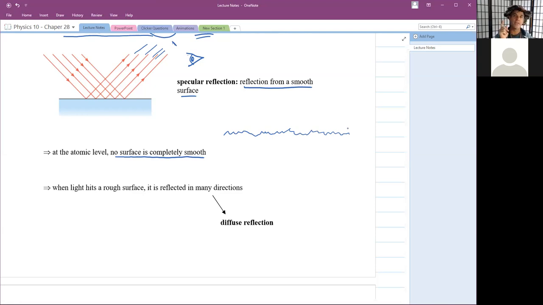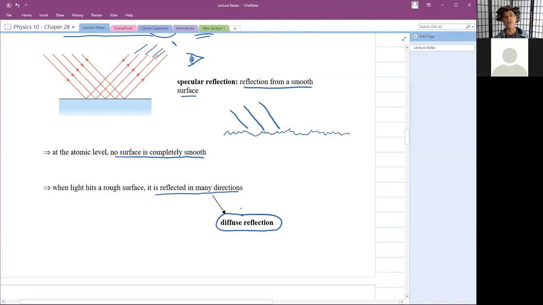If the surface is not smooth, then when light is hitting it, so I've got all these light rays coming in, they are not all going to reflect in the same direction. And the reason is, when you look at reflection, the angles are always measured with respect to the normal, which is a line drawn perpendicular to the surface. And if I have a bumpy surface, the normal is going to point in all different directions. And because of that, it's going to get reflected in many directions, and that's called diffuse reflection.